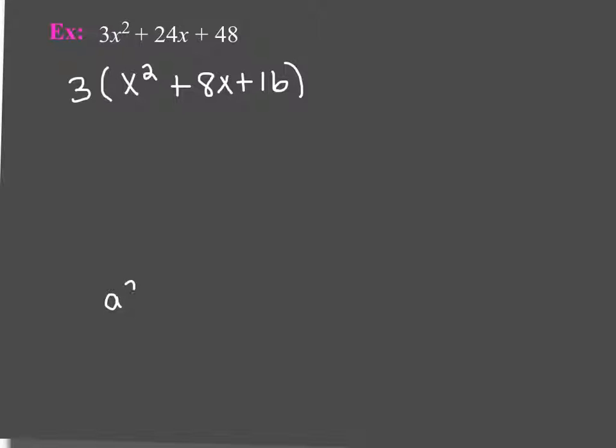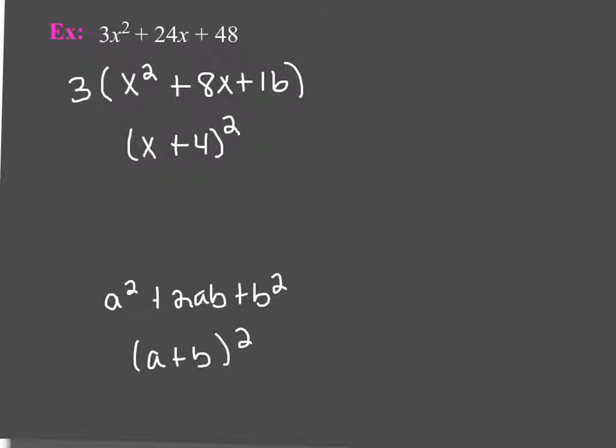So it's in the form a squared plus 2ab plus b squared, because if b squared is 16, then b is 4. 4 times 2 is 8, and a is 1. So that means it comes from (a plus b) squared, which would be (x plus 4) squared, and then the 3 that was out there just drops down.